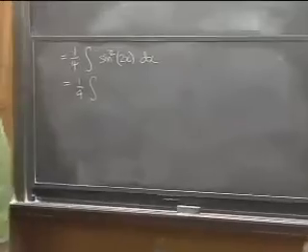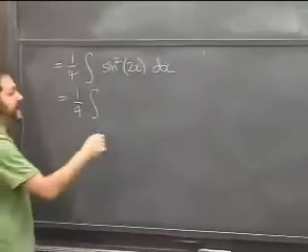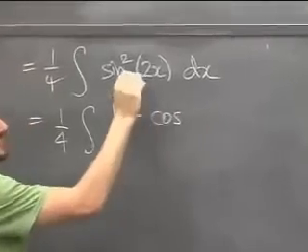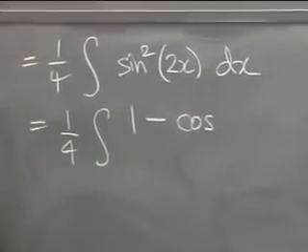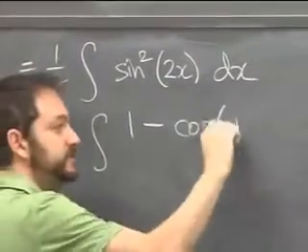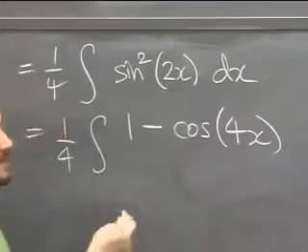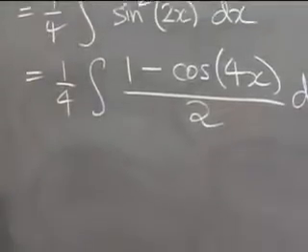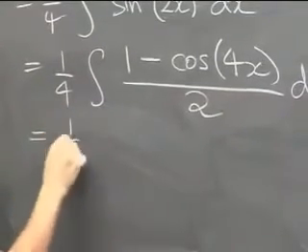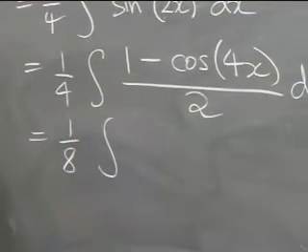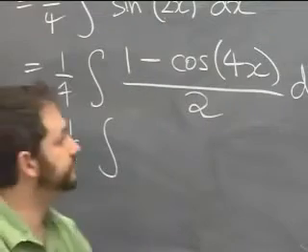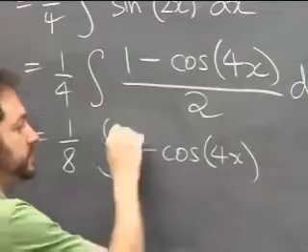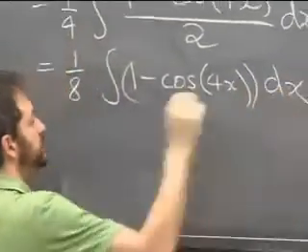Now, according to this formula on the board, sine squared of x would be 1 minus cosine of 2x over 2. But you see, I don't have sine squared of x. I have sine squared of 2x. So this has to be 1 minus cosine of 4x over 2. Again, we get another factor of 2. And now we can do this. We have an eighth. The integral, well, okay, 1 minus cosine 4x. No problem. Took out the factor of 2.